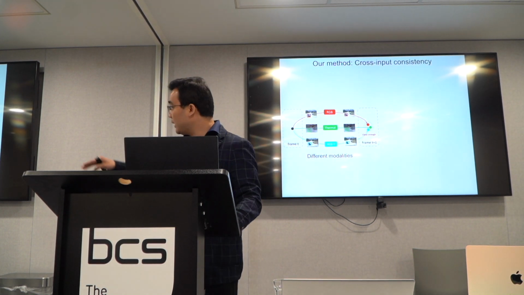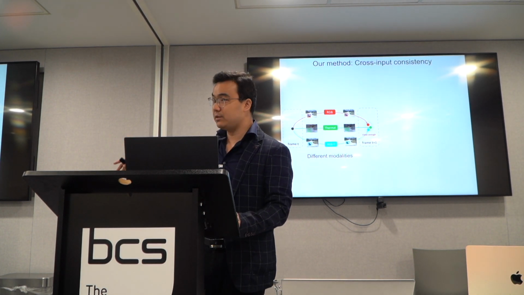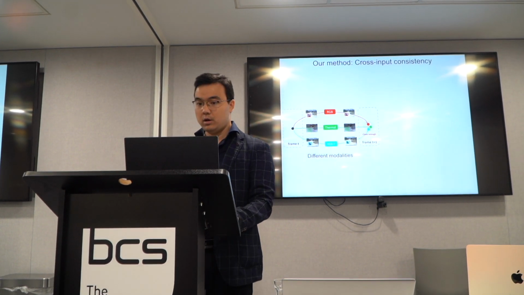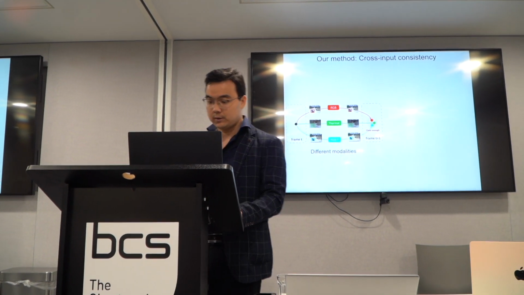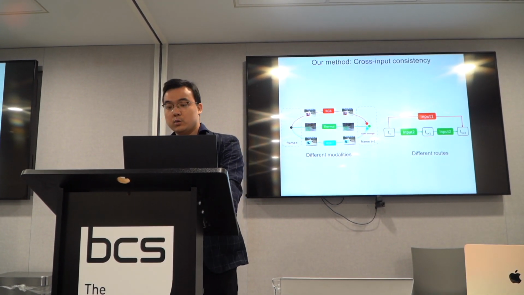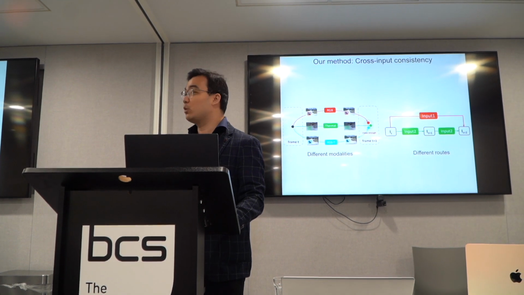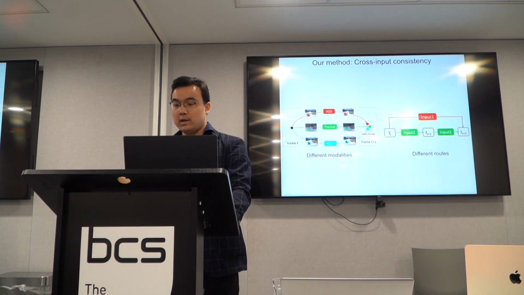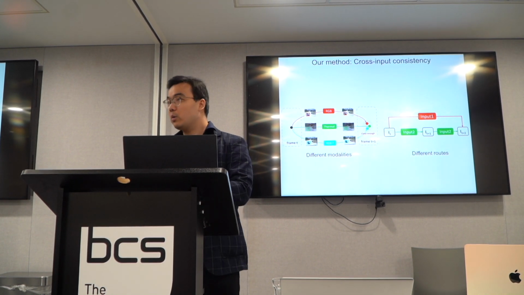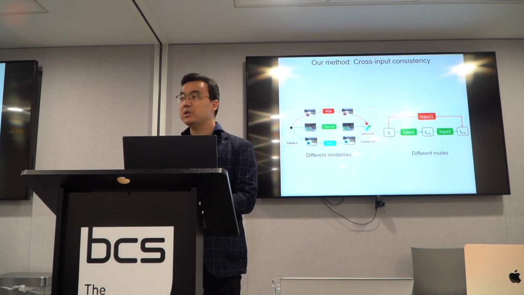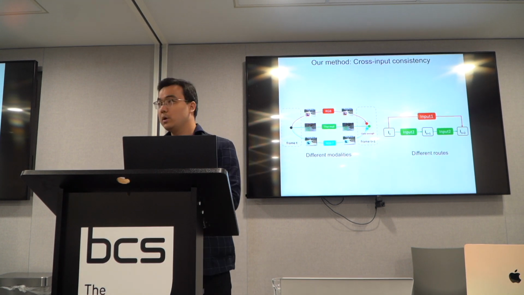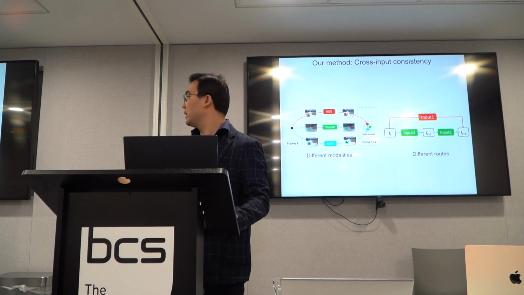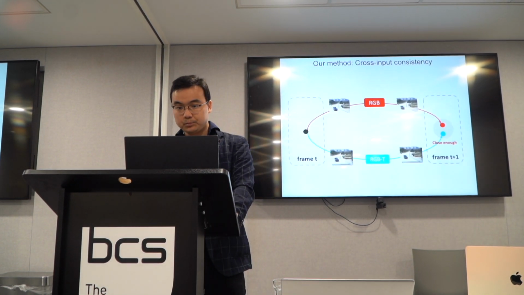I propose two ways to construct cross-input consistency. The first way is to track the object using different modalities. For example, we can use the RGB videos, and we can also track the object using the thermal videos. The second way is to use different routes to perform the tracking. For example, we can track the object from frame T to frame T+1 and then to T+2, but we can also track the object from frame T directly to frame T+2. Ideally, we should have consistent tracking results at frame T+2.